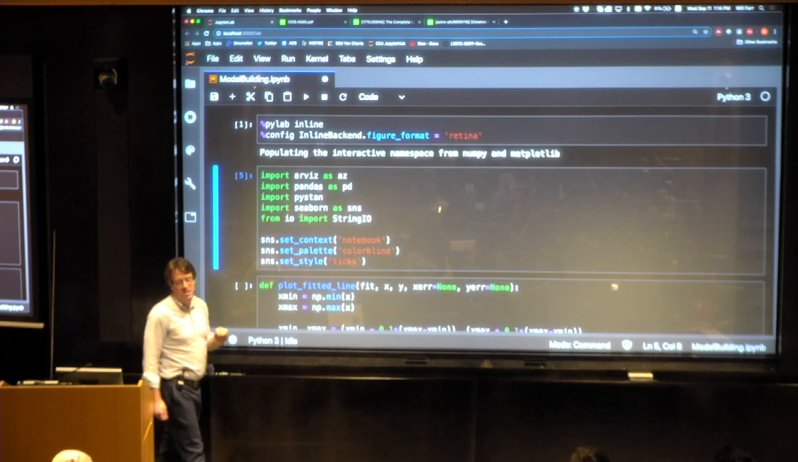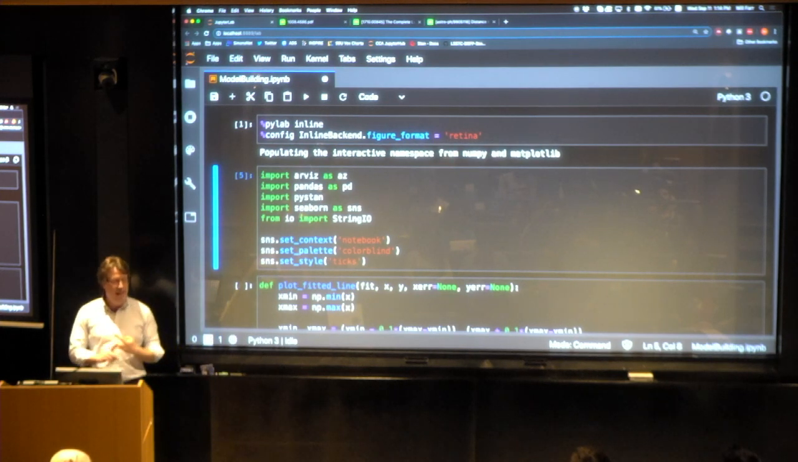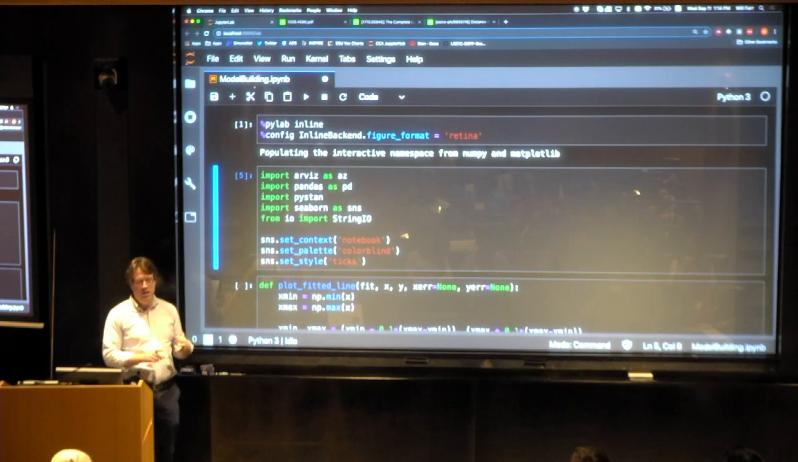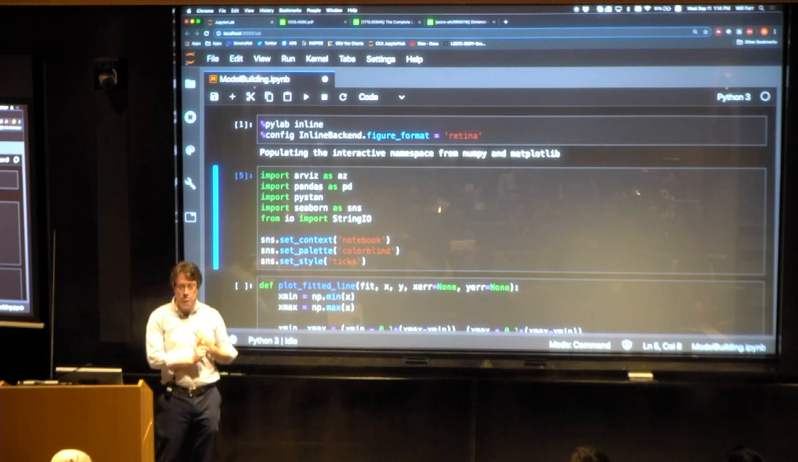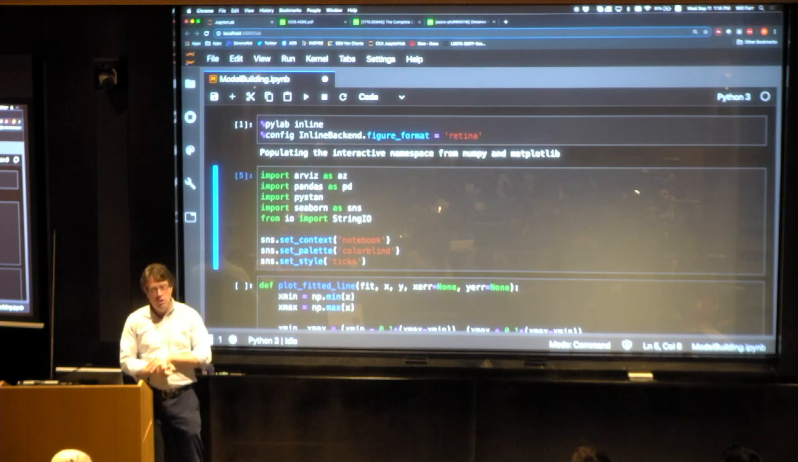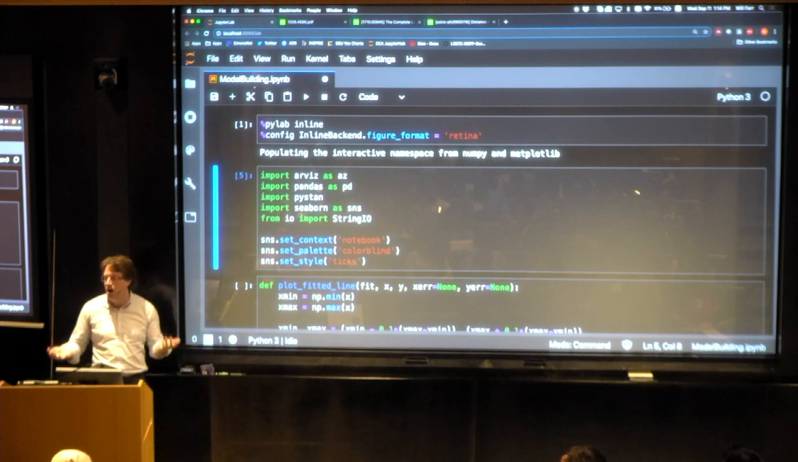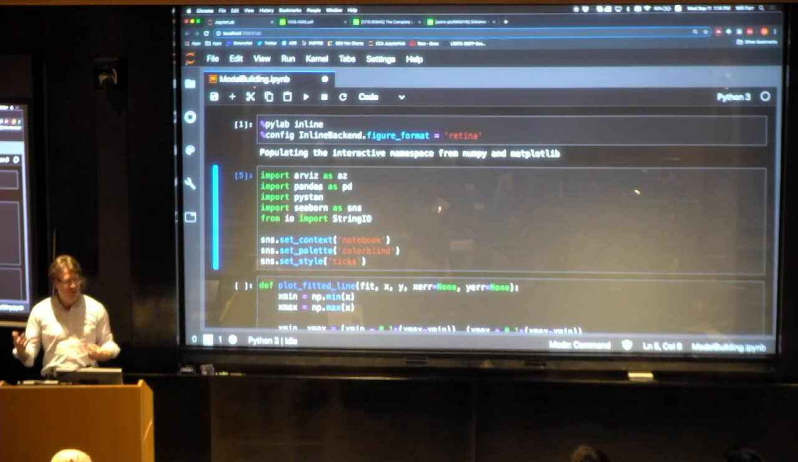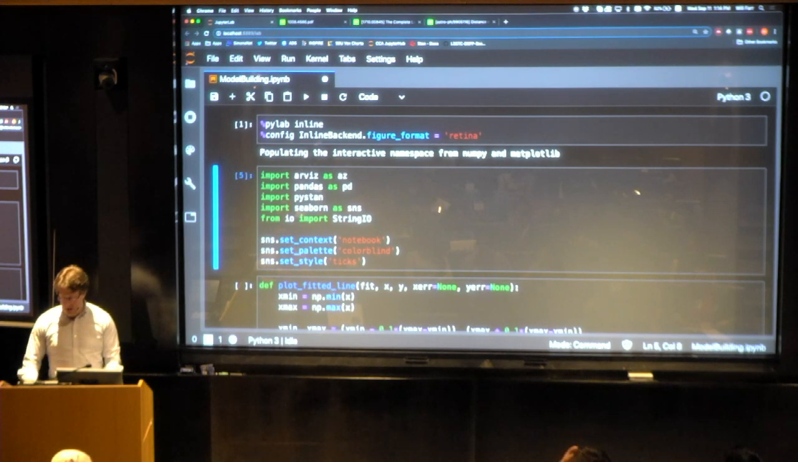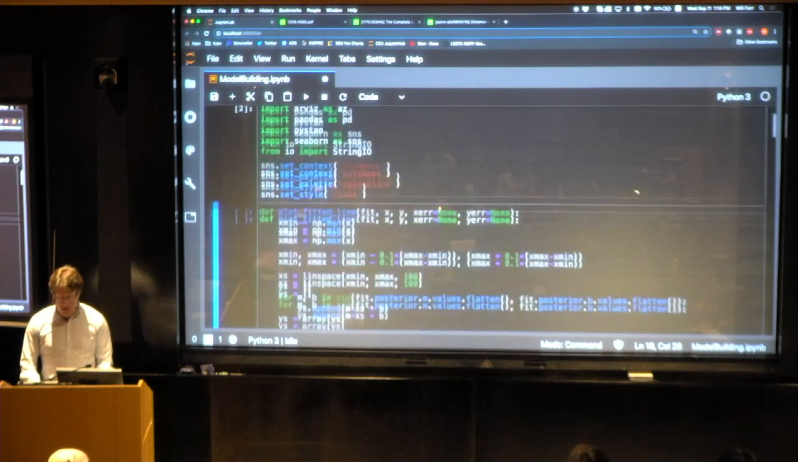ArviZ is a library that understands MCMC samples. So it can work with Stan, it can work with emcee that Dan Foreman-Mackey told you about earlier. It can work with PyMC3, which is another library that tries to do what Stan does. It knows about PyTorch and a number of other libraries like this, and you can work with these samples in a unified common interface, so you don't have to worry too much about which program generated the samples. So let's bring all that stuff into our notebook. All right, it's all loaded.